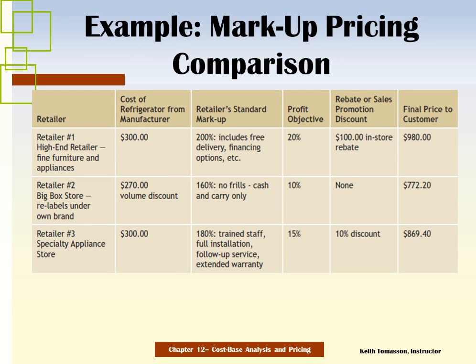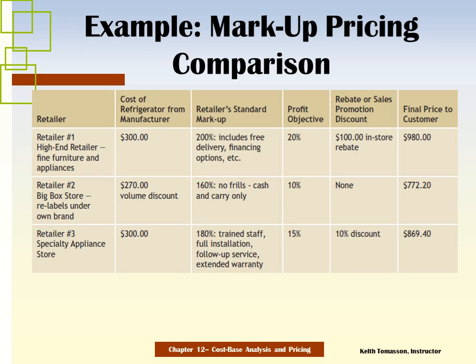So let's take a look at different pricing strategies for 3 different retailers. All these retailers sell the same product, which is a refrigerator that they buy directly from the manufacturer. Each of these retailers has different policies on standard markups, as well as different profit objectives, and some of them may use rebates or sales promotion discounts to generate increased sales.